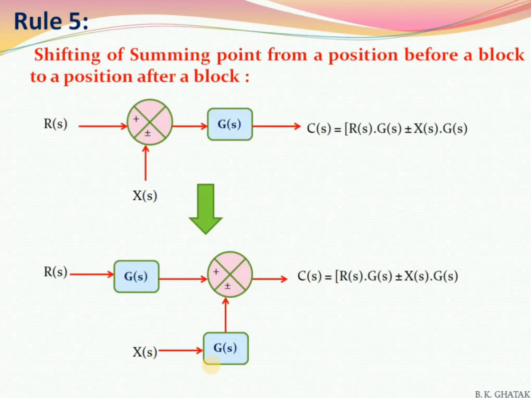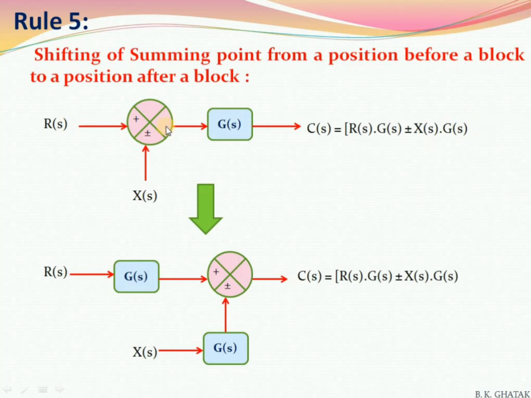Now rule number 5 says shifting of summing point from a position before a block to a position after a block. So this summing point should be shifted after this block, and here two inputs are there. One input is RS, another input is XS, and we have one output CS, and CS equal to RS into GS plus minus XS into GS. So we should maintain this output.